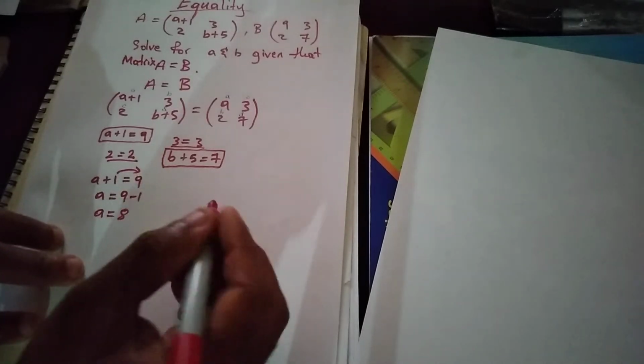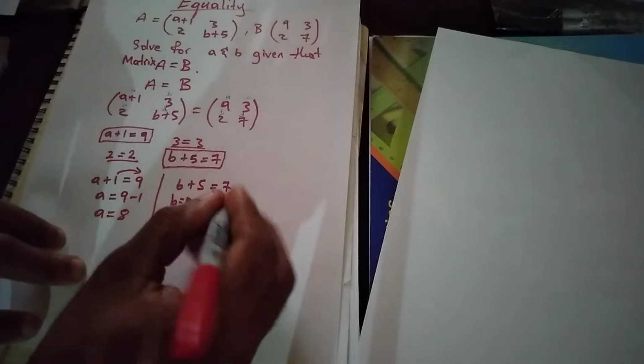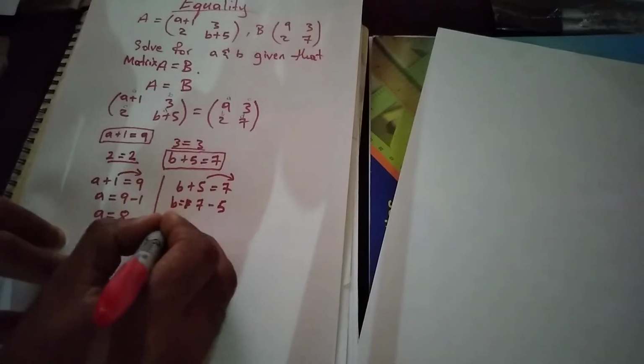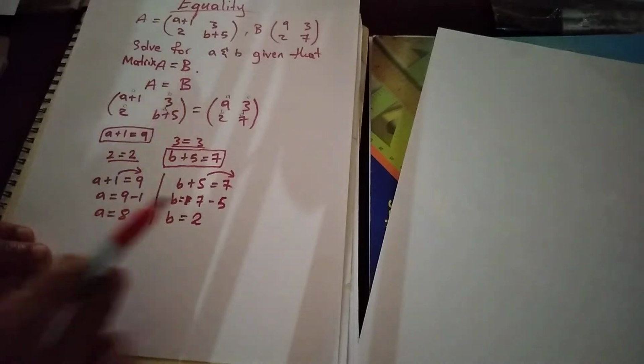Then we're going to solve for B. So B plus 5 is equal to 7. So B is equal to 7 minus 5, because I'm collecting like terms. This is positive 5, bring it to the equal sign, it turns negative. So B is equal to 2. So A is equal to 8, B is equal to 2.